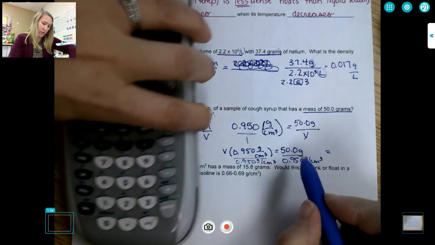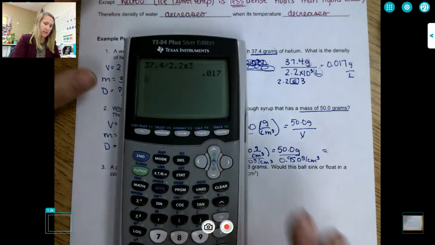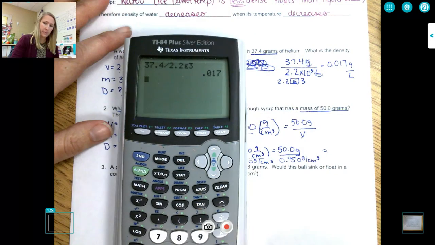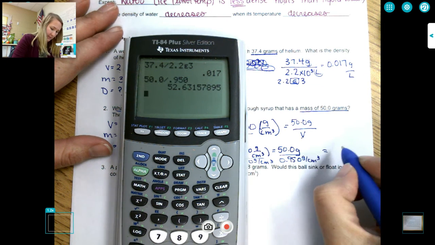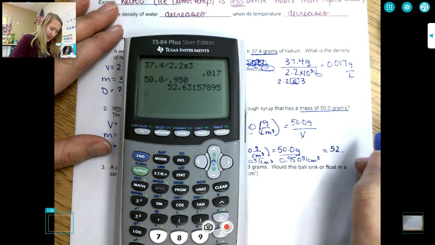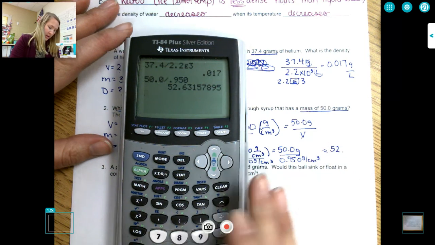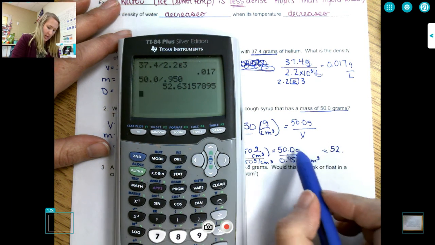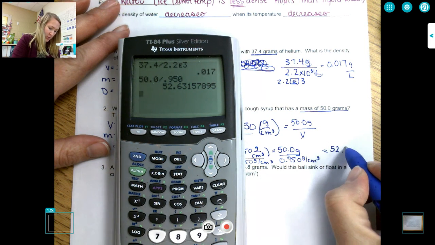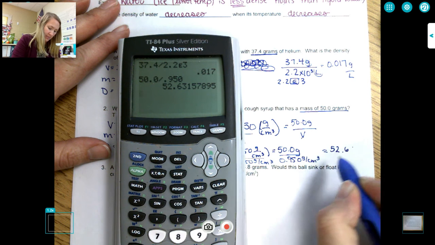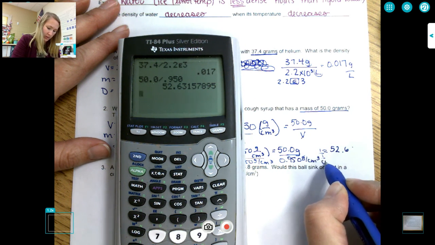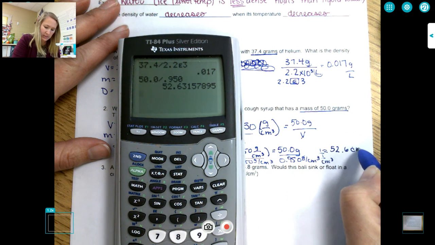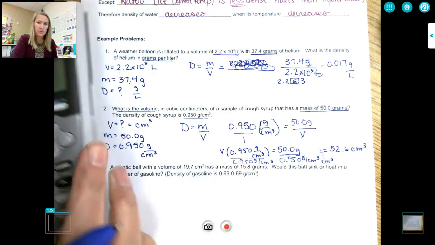So to find volume, I need to take 50 divided by 0.950, and I get 52.631. As far as sig figs go, I have 3 here and 3 here, so I'm going to do 52.6. In my units, grams cancel out with grams. I'm left with 1 over centimeter cubed, so that leaves me centimeter cubed as my units.